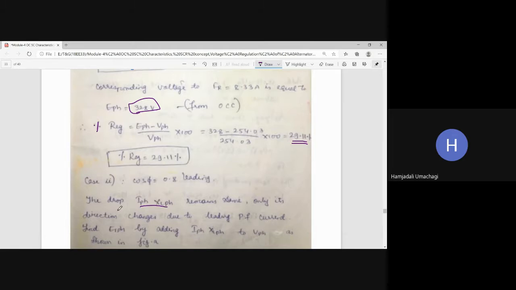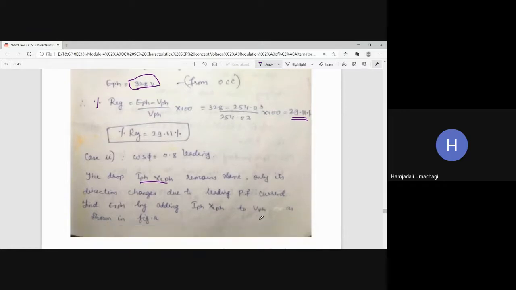Now see here, the drop IAXL remains the same. All of you read this sentence. Case 2, cos phi equal to 0.8 leading. The drop IAXL remains the same. Only its direction changes due to leading power factor.